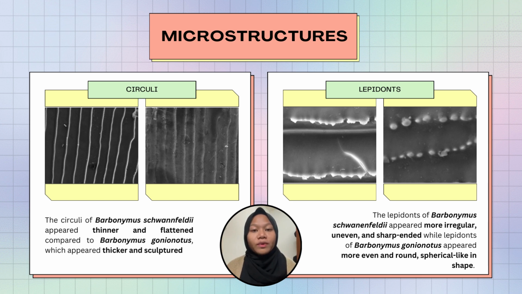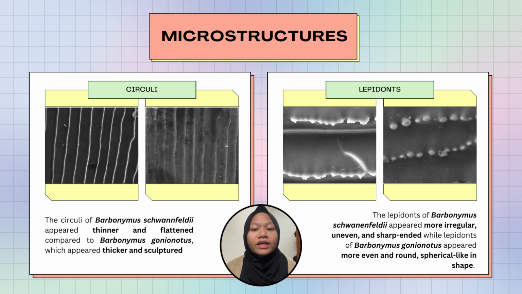The circuli of Barbonymus schwanenfeldii appeared thinner and flattened compared to Barbonymus gonionatus, which appeared thicker and sculptured. Circuli were distinct, although overcrowded in the anterior section, and almost widely separated in the lateral parts of the structure. The lapidans of Barbonymus schwanenfeldii appeared more irregular, uneven, and sharp-ended, while lapidans of Barbonymus gonionatus appeared more even and round, spherical-like in shape.